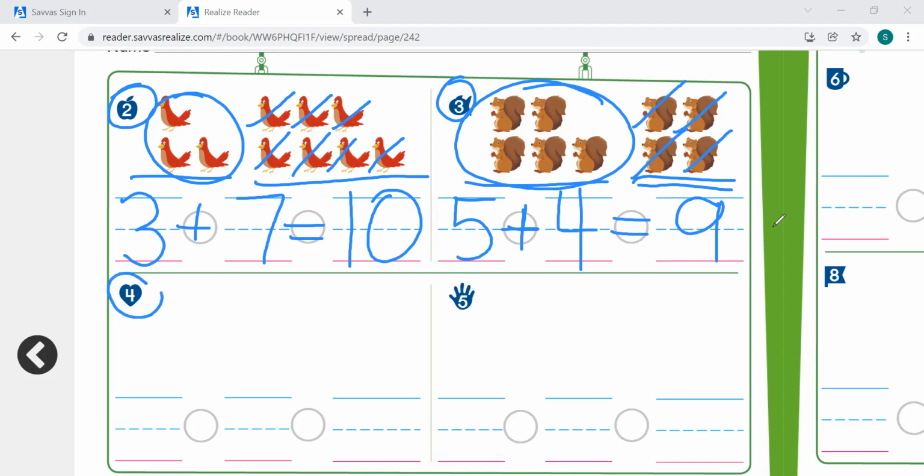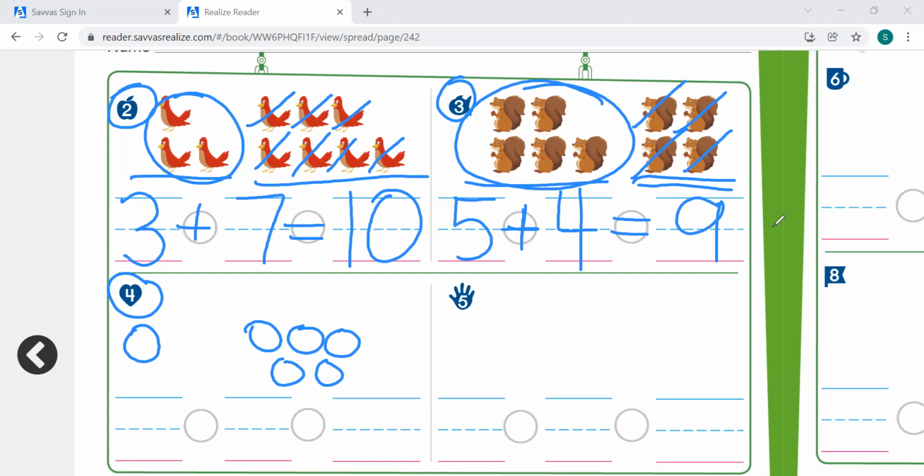All right, let's look at number 4. We are going to use counters as we listen to the problems. There is 1 turtle, so I'm going to draw 1 counter. There is 1 turtle on the beach. 5 more turtles walk up. 1, 2, 3, 4, 5. How many turtles are there in all?